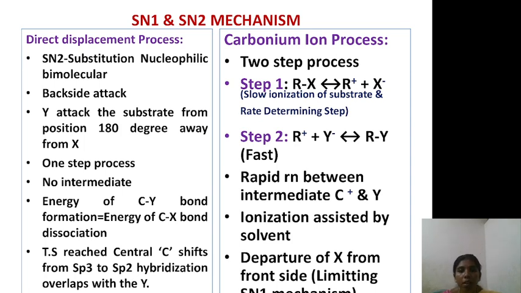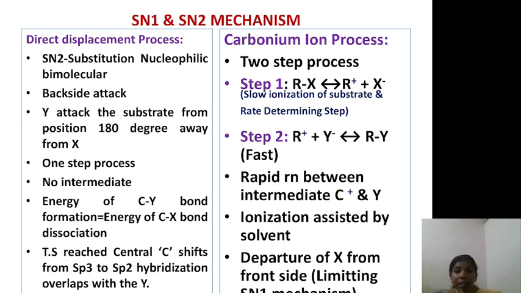The other one carries a two-step process, which is known as the carbonium ion process. Carbonium means carbon carrying a positive charge. Here the first step is that the alkyl chloride dissociates into an alkyl carbonium cation and the leaving group, splitting into two differently charged species.